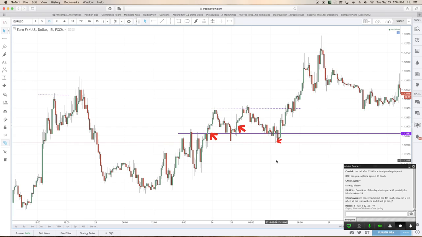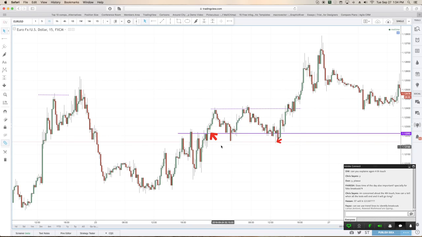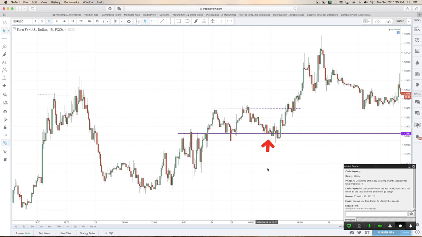Chris Sayers, I'm concerned about the fourth touch. How can you tell when all tests will end and it will go long? So how many of you have a similar question to that? Do you want to recap the fourth area again? Okay. We're going to go through the fourth area in detail again, and I'm going to change the language a bit so it makes a little more sense.